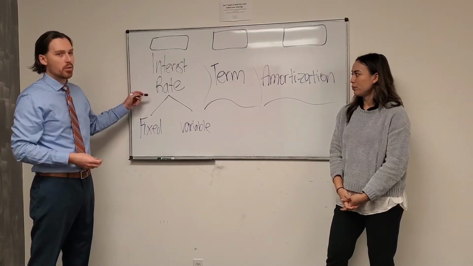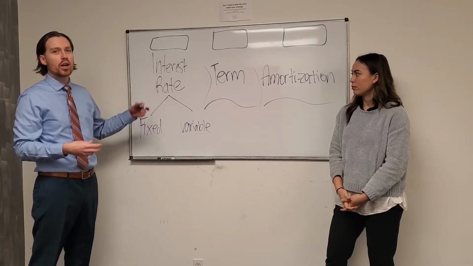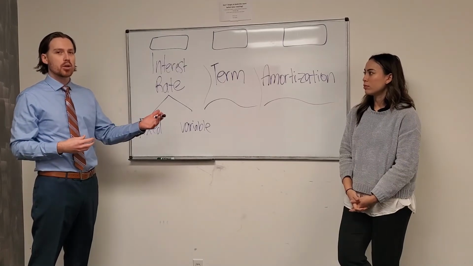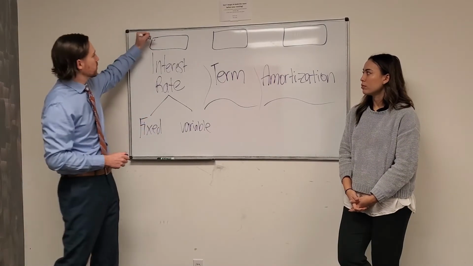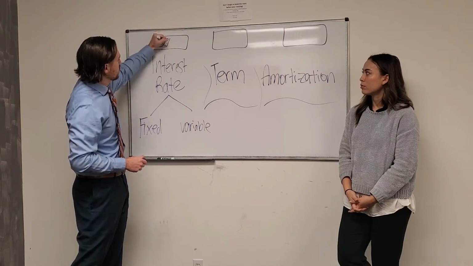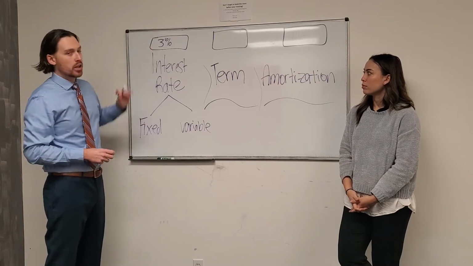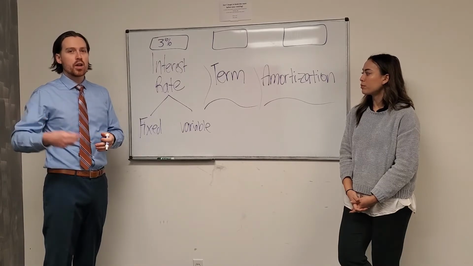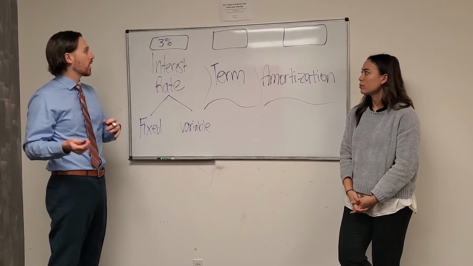An interest rate with a mortgage is essentially what you're going to be paying back to the bank for borrowing their money to be able to purchase a home. So if it was a fixed interest rate, and let's just say it was 3%, that's what your interest rate would be on your mortgage commitment. There's also a variable interest rate, which could fluctuate throughout your term, but we'll get into that later.